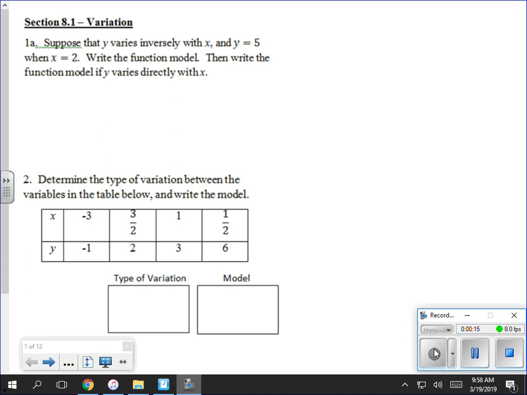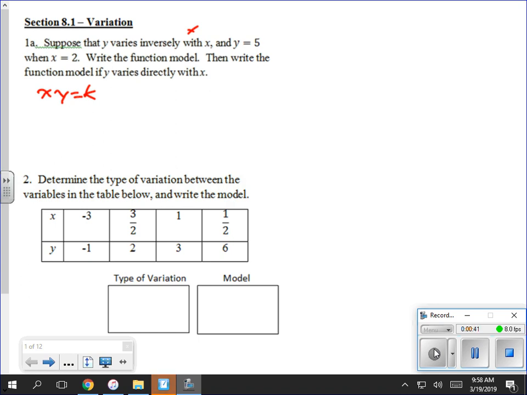Okay, suppose that y varies inversely with x. Inversely means that x times y equals the same number. And y equals 5 when x equals 2, write the function model. So what that means is x times y is equal to some number k. That's what our function is. We've got to figure out what k is. That's very easy to do.